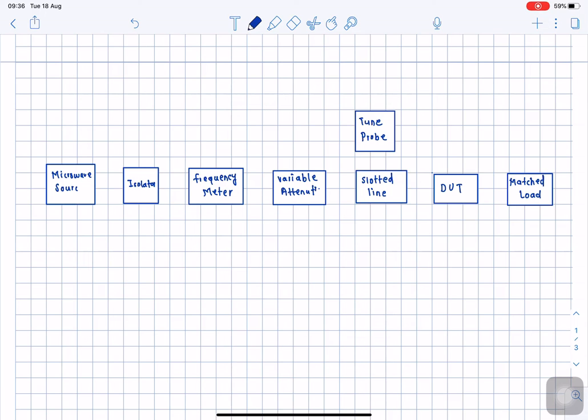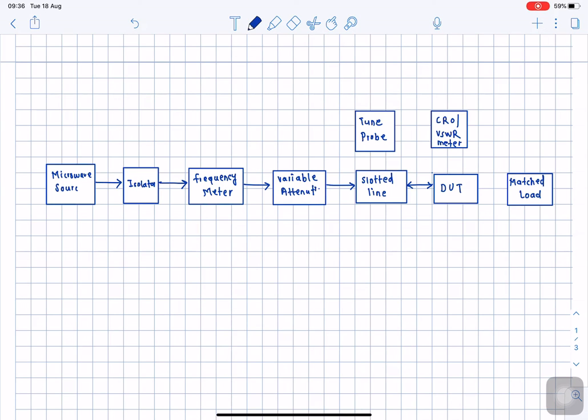Now this tunable probe is connected to the output device, which is either a CRO or a VSWR meter, and all these equipments will be connected together. A microwave source is connected to the isolator. The isolator is connected to the frequency meter. Then from the frequency meter it goes to a variable attenuator, and from the variable attenuator it goes to the slotted waveguide section, through which we are going to measure the voltage standing wave ratio of this device under test.